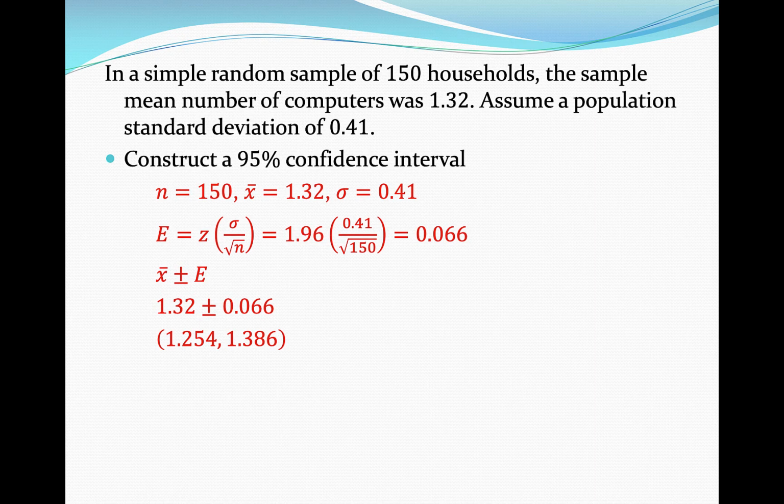So in this case, our interval is 1.254 to 1.386. And of course, you get that by taking 1.32 minus 0.066, and then you take 1.32 plus 0.066, and that gives us this interval. So that's really all there is to the calculation of a confidence interval. You just have to make sure you pick out the proper values you need from the question. Make sure you know what those z values are.